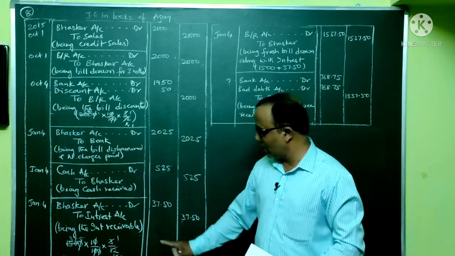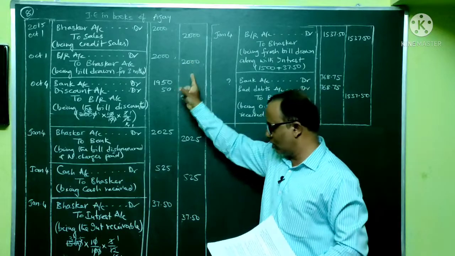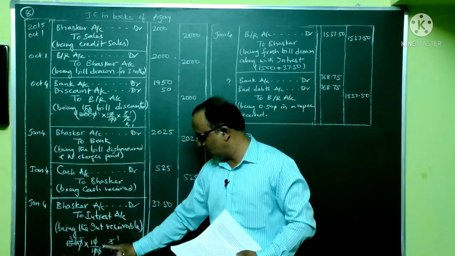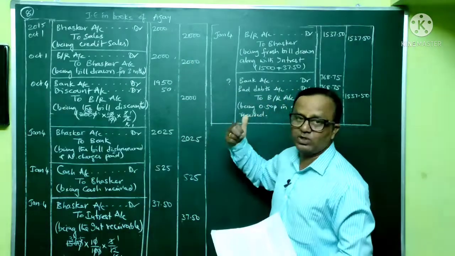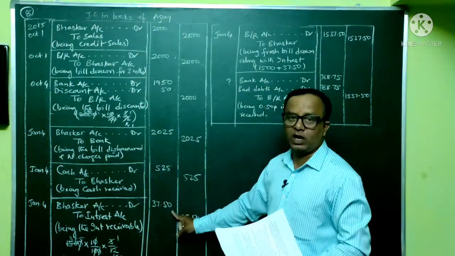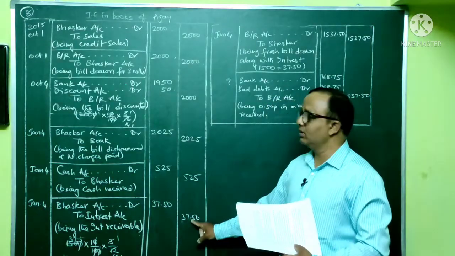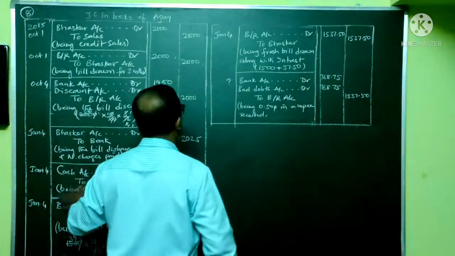How are you going to calculate the interest? The balance bill amount: out of 2000 bill amount he has paid 500, so the remaining is 1500 into 10%. Again, we are giving the period of 3 months, so into 3 by 12, which amounts to 37 rupees 50 paisa. That means this is the interest receivable for you from Bhaskar. Then again, you have drawn one fresh bill on this particular date only.